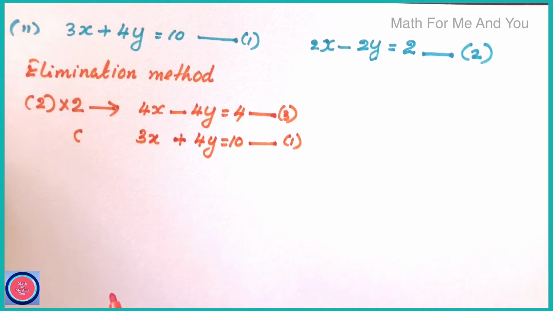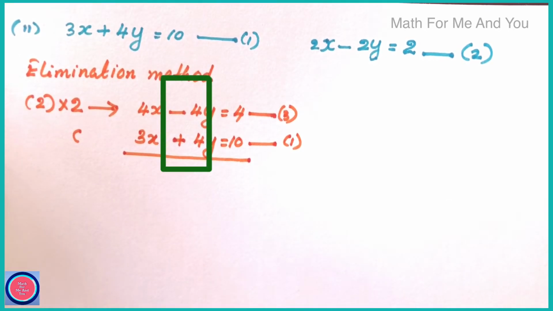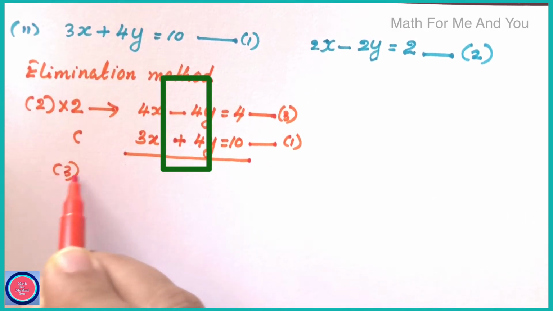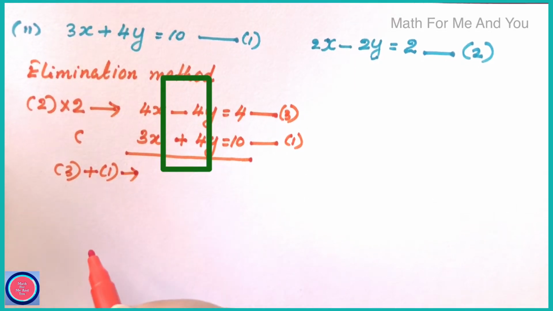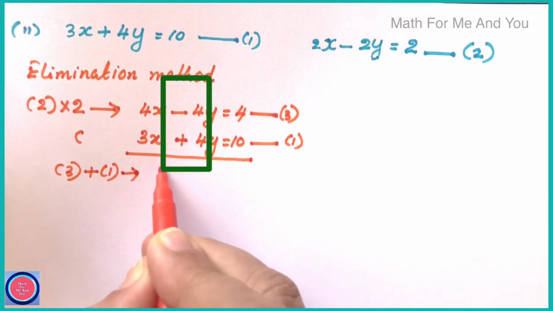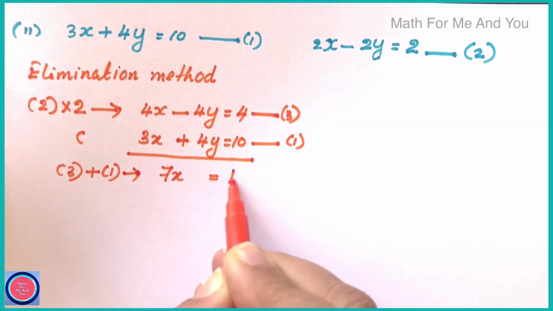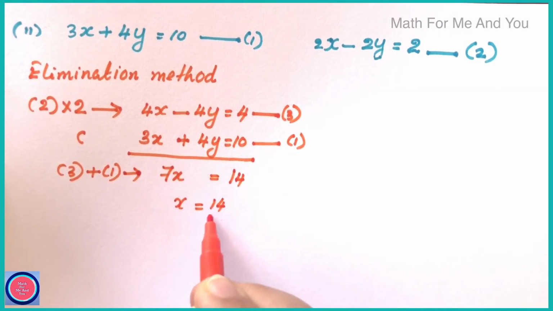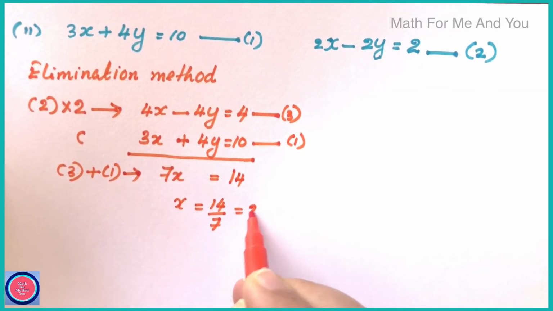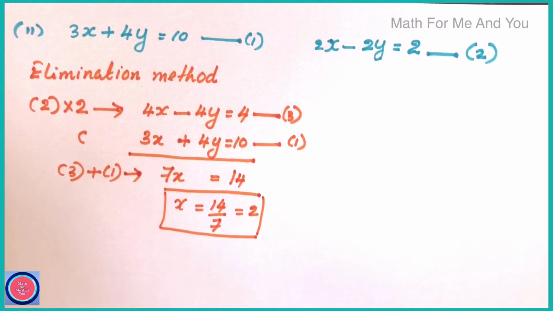Look at the coefficient of y. In both equations they are the same, but they are in opposite sign. Minus 4y plus 4y. If we do addition, it will cancel. So I am doing plus here, not subtraction, because the coefficients of y are opposite sign. So we can do addition. 4x plus 3x is 7x equals the right side 10 plus 4, 14, because y cancelled. What is x? X equals 14 over 7, that is 2 we get.